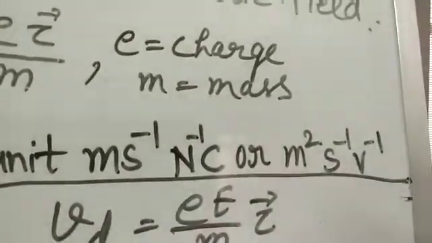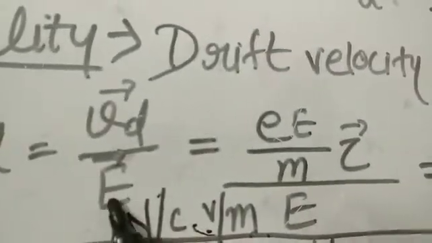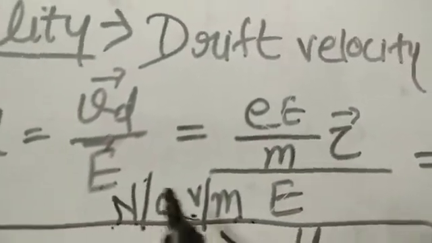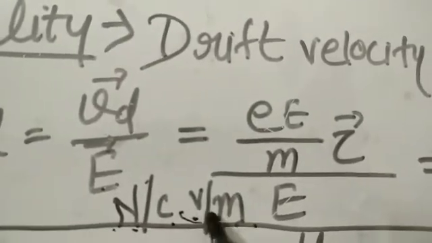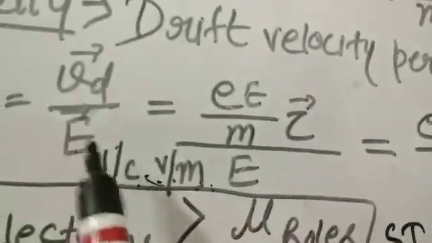So it has two units according to the unit of E. E has two units, Newton per coulomb and volt per meter, so mobility also has two units. Learn these units according to the two units of E.